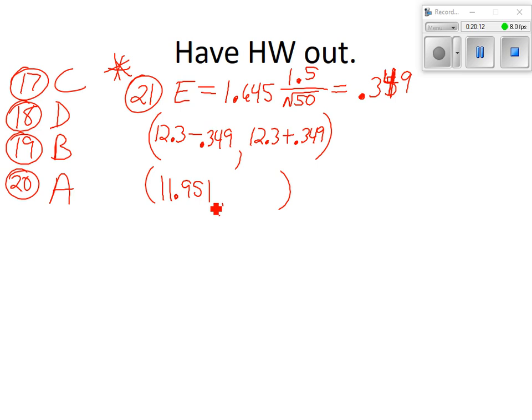Other side? 12.649. That's our confidence interval, and I'm going to erase it here in a second so I can do the other, so I don't have to keep bending over.